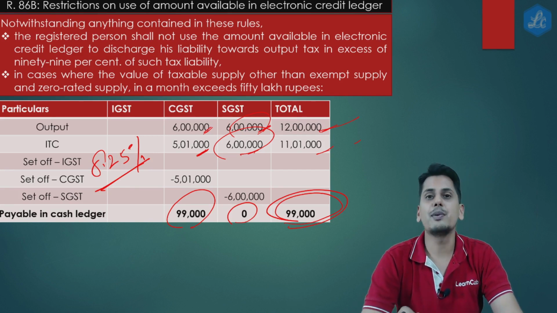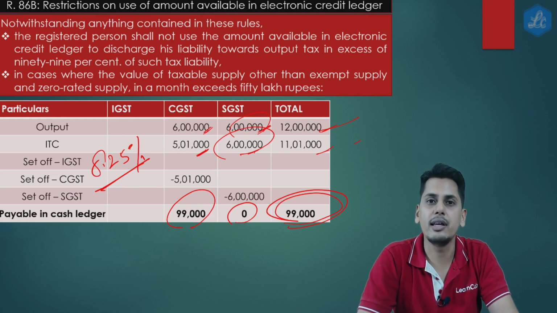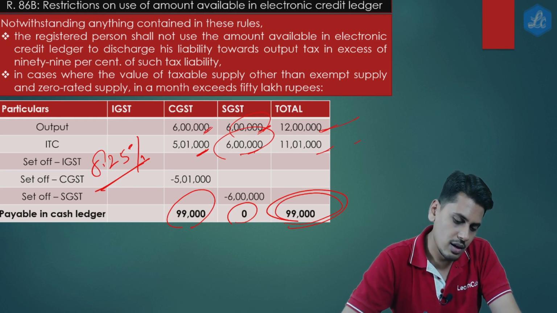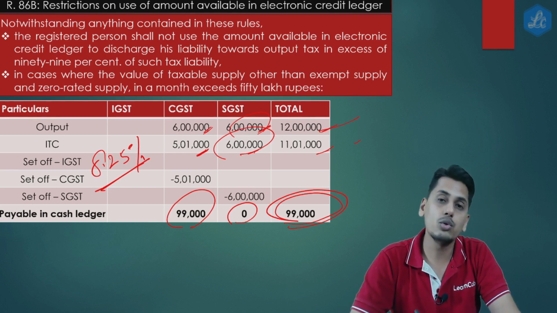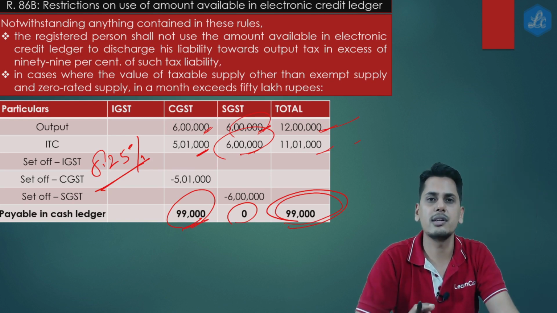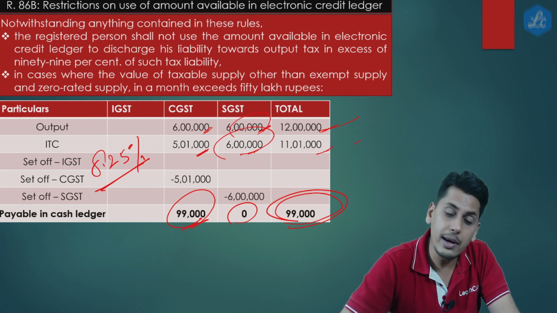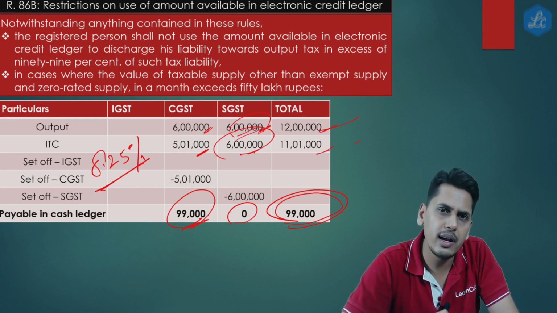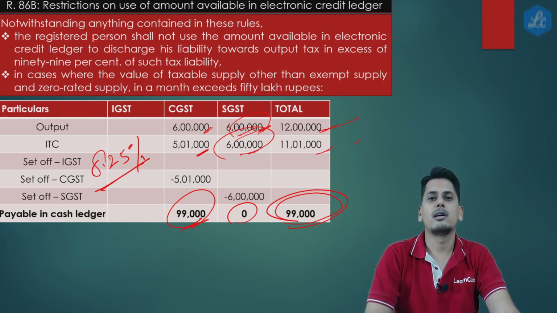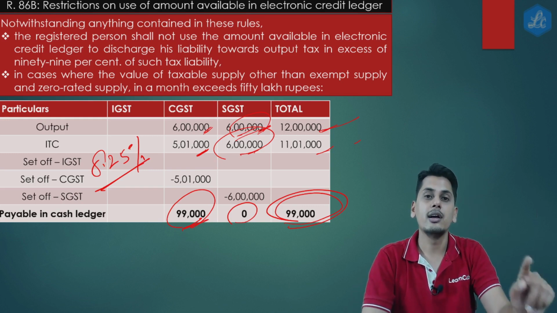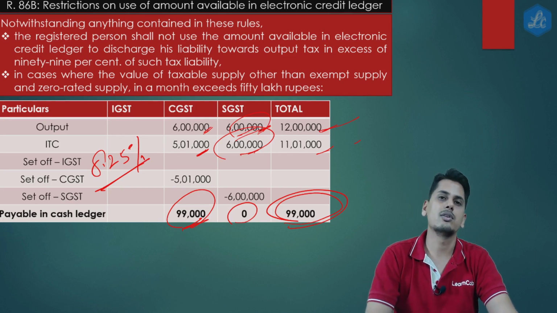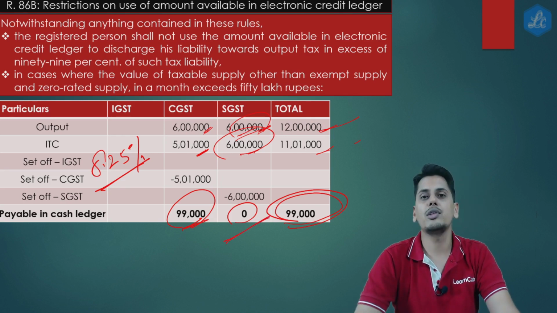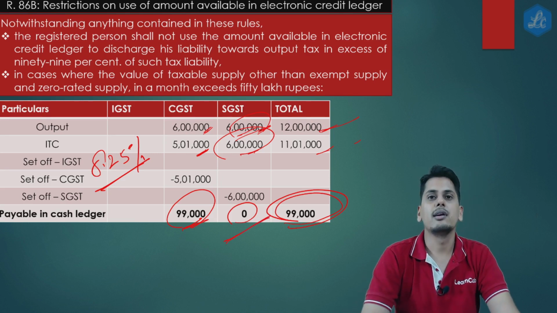So now, in this particular tax period, how much is your CGST liability? 6 lakhs. How much have you paid through cash? 99,000. You have paid more than 1%. Rule 86B complied. Coming to SGST. How much is your SGST liability? 6 lakhs. Have you discharged any amount of SGST liability through your electronic cash ledger? The answer is no. So therefore, you have not complied with rule 86B. Since you have not complied with rule 86B, your registration is liable to be cancelled.